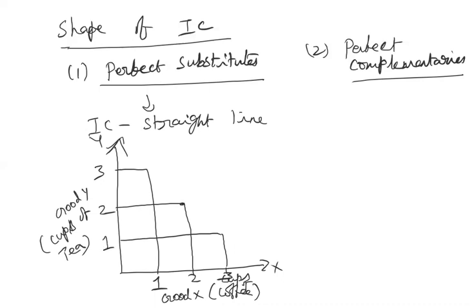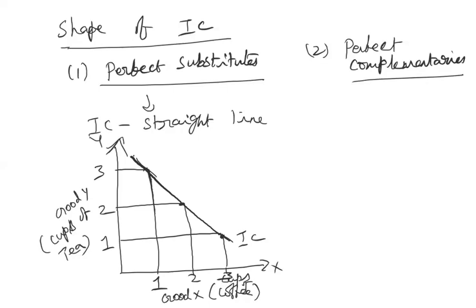Now if you join these, this will be a straight line, if you draw it on a scale. So this is the shape of the indifference curve if two commodities are perfect substitutes. That means equal units of commodity X will be given up for an equal addition of commodity Y. That's the meaning of perfect substitutes.